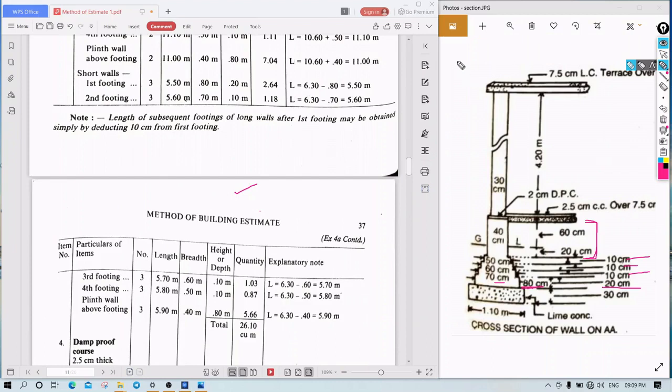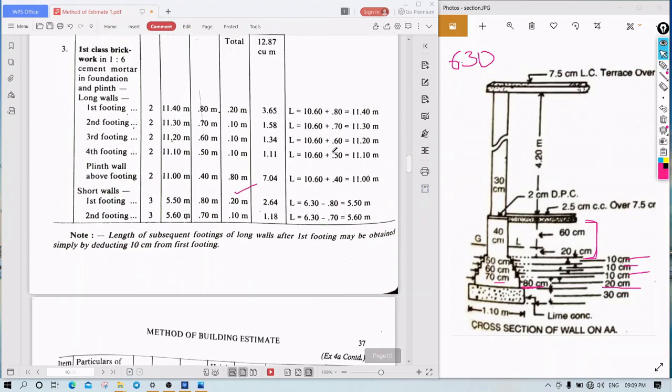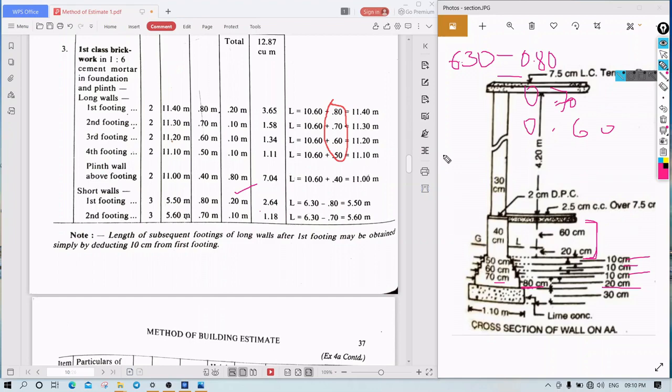See, what is the center to center of the short wall? That is 6.30, right? Whatever we added here, the same we need to subtract. That is 6.30 minus 0.80, 6.30 minus 0.70, next 0.60, 0.50. Same thing we need to subtract here. That's it. That is the major difference. And the number of short walls is 3. Length will differ, and height and breadth will be same as that of the long wall.